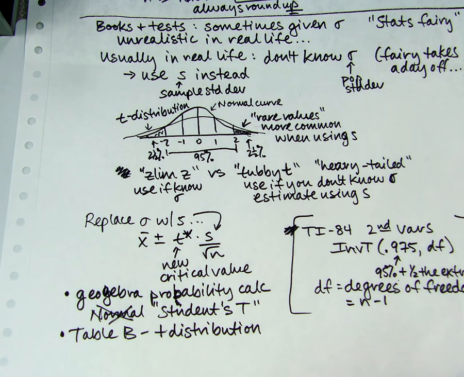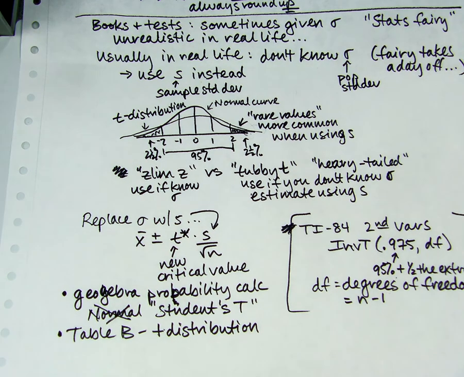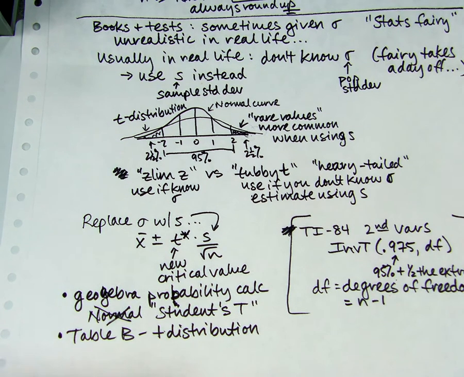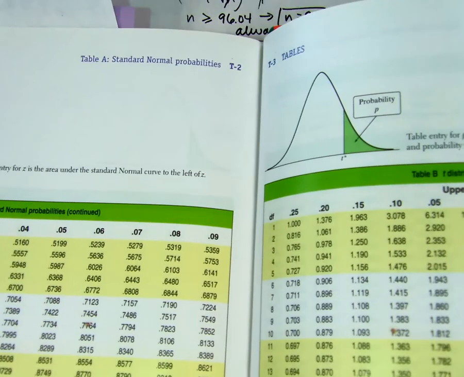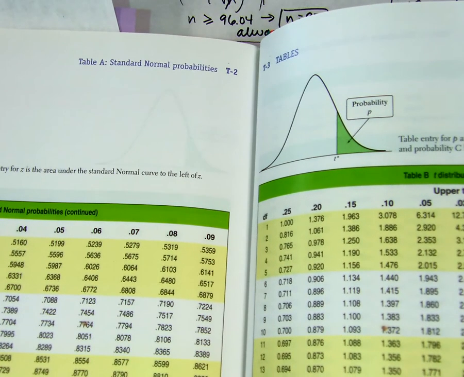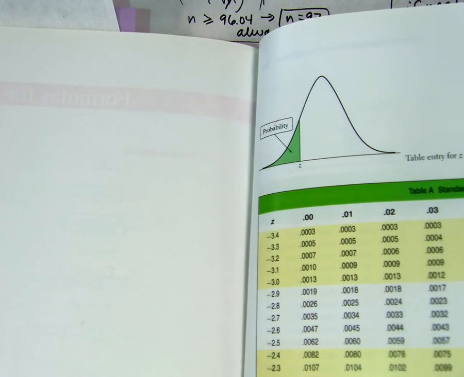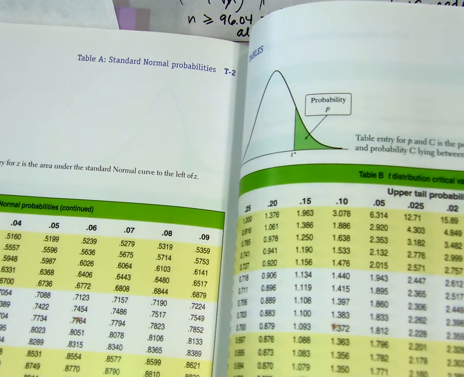Actually, you know what? I could show you that right now. This video should almost be done, but I'm going to show it to you anyway. If you are totally stuck and you don't have anything to use at all, I'm going to find Table B in the back of the book. You already are familiar with Table A, which is standard normal. There's the second half of Table A.